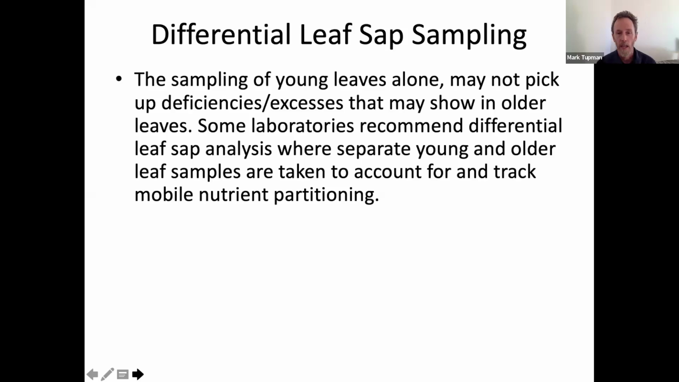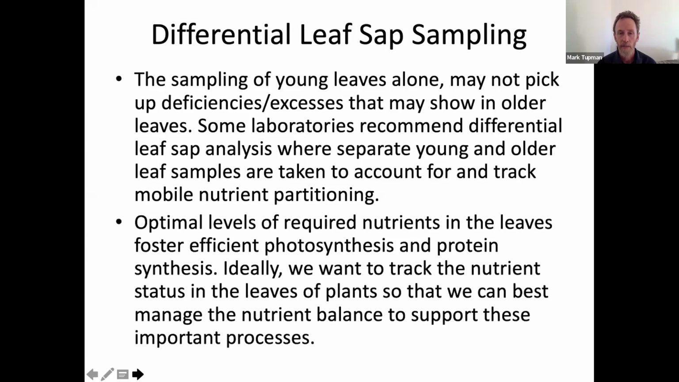And then the other thing about taking sap from the leaves is that it's a different approach. Leaves are very important, they're the factories of the plants, and we want a good balance of the nutrients in a leaf for it to do what it needs to do, which primarily is photosynthesis, but we also want good protein synthesis, all these things to happen in the leaves. And there's a balance of nutrients that we need to support those processes.